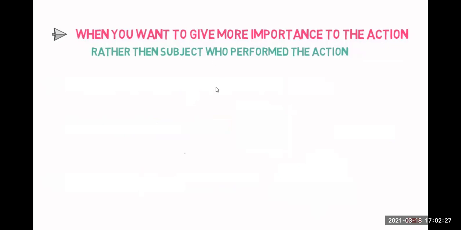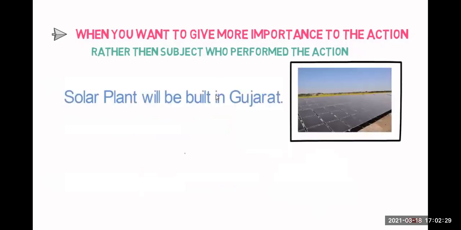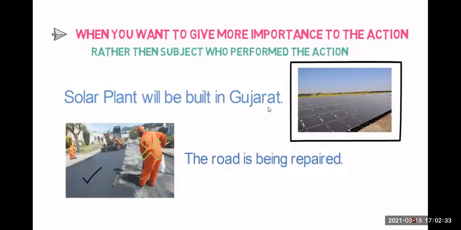Okay, here we have some examples. Solar plant will be built in Gujarat. Okay, as you can see, we are not giving attention, or we are not focusing our attention on who is the person, or who are the people who are building or who will build this solar plant. Okay, our focus, our attention is on the action.